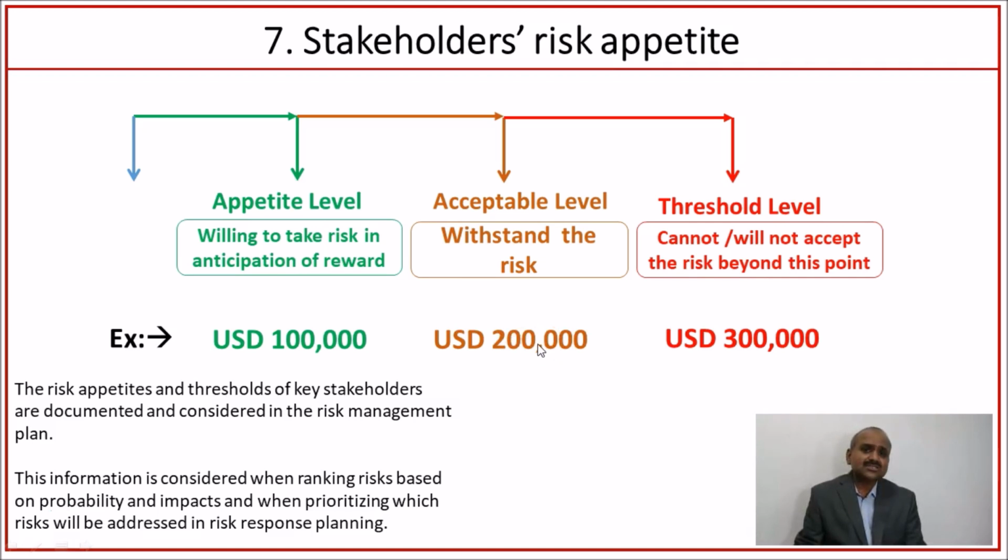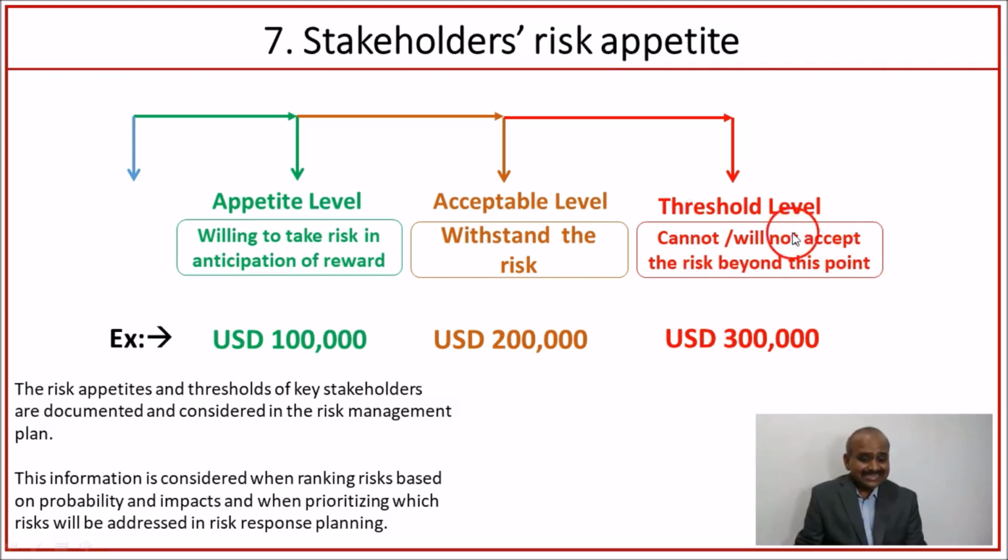There are certain stakeholders who are very aggressive. They want to test their skin and are hoping for the best. So they say, I want to go up to the threshold level. In our example, up to $300,000, the management board may wish to spend on the project in anticipation of greater benefits. The threshold level is the degree beyond which the board or stakeholder cannot take a risk.